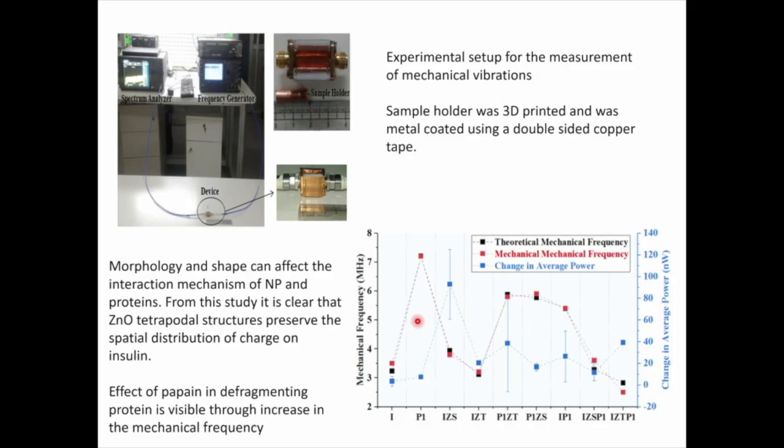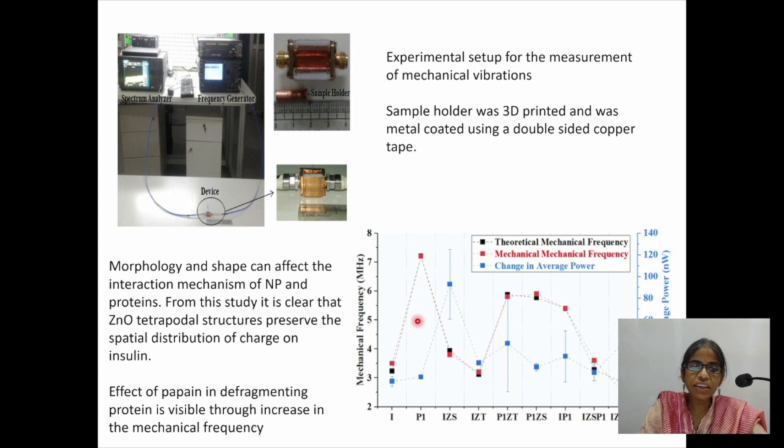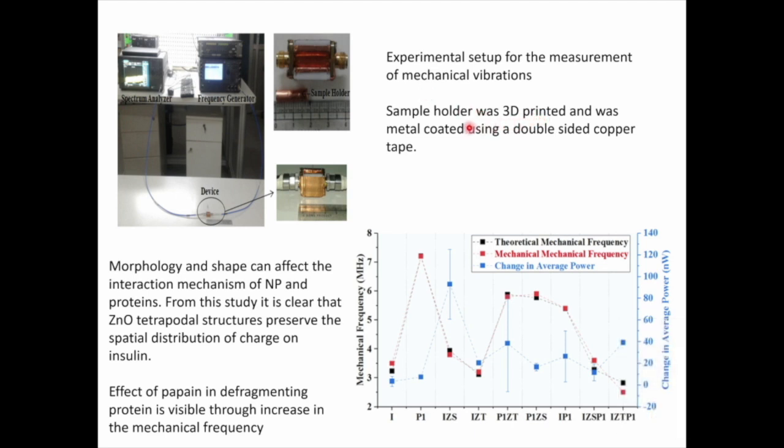In order to experimentally verify our theoretical predictions, an experimental setup was designed. This experimental setup consists of a spectrum analyzer from Keysight up to 140 gigahertz with a signal generator up to 140 gigahertz. The sample holder was designed using 3D printing, and the metal coating was done using double-sided copper tape.